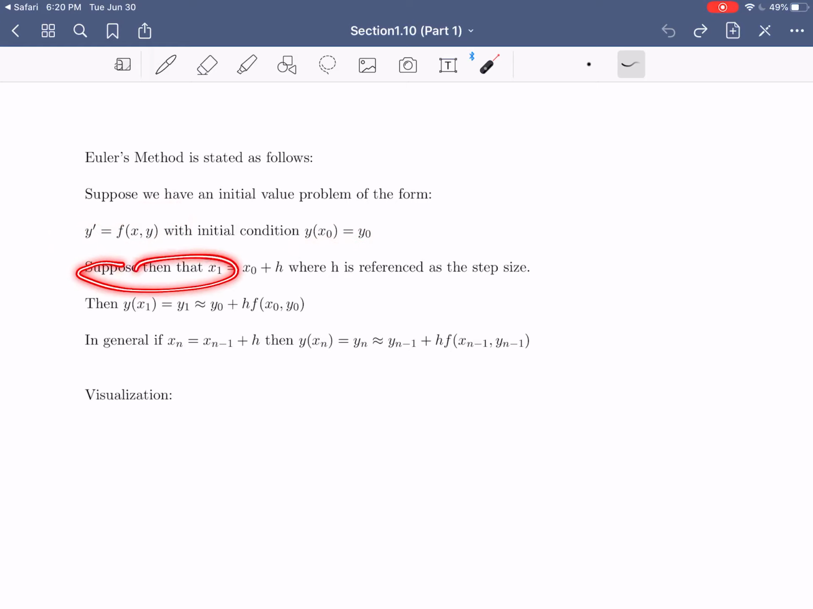Then what we're going to suppose is that we're going to define x sub 1 to be x sub 0, the original x value, plus h. And h is usually referenced in Euler's method as the step size. It's basically how far forward you're going to advance on your solution curve. Then, in our notation, we could say that y at x sub 1, so the y value at that corresponding x sub 1, which notationally could be just written as y sub 1, will be approximately y sub 0, the initial y value, plus h times f evaluated at x sub 0, y sub 0.